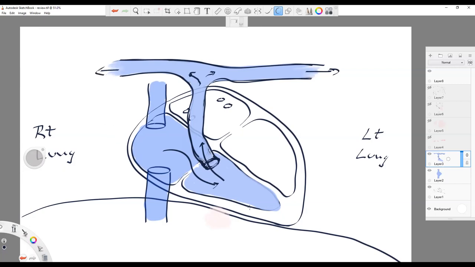To the lungs. Everything so far is blue because that's how everyone in the world depicts deoxygenated blood. So it's going out to the lungs in order to become oxygenated. Let me get this next layer in. And I'll go ahead and leave these in, but these are veins.